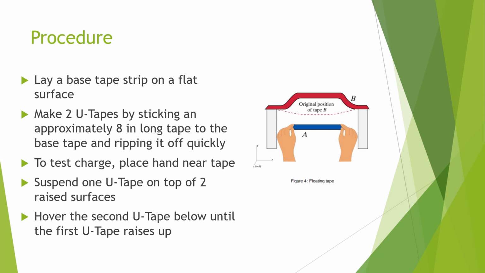The procedure was to lay a base tape strip on a flat surface, make two U-tapes by sticking an approximately 8-inch long tape to the base tape and ripping it off quickly, and then to test charge, place hand near tape, and then suspend one U-tape on top of two raised surfaces, and then finally hover the second U-tape below until the first U-tape raises up.